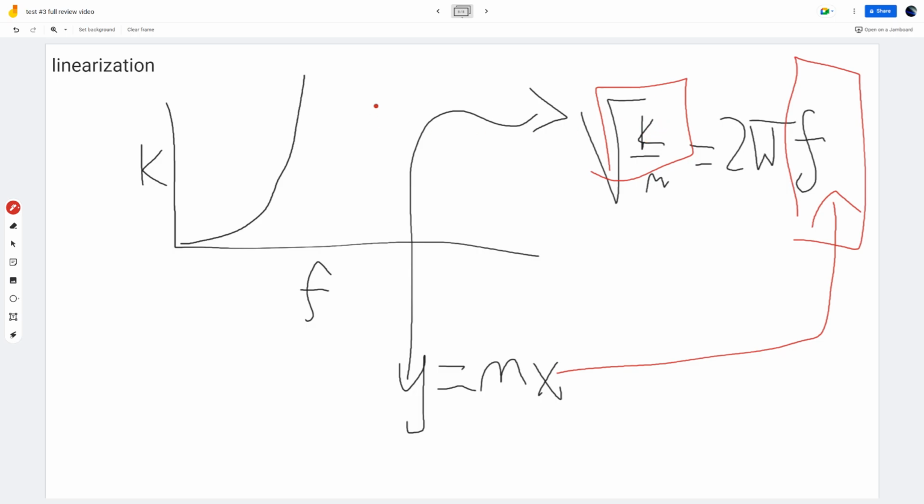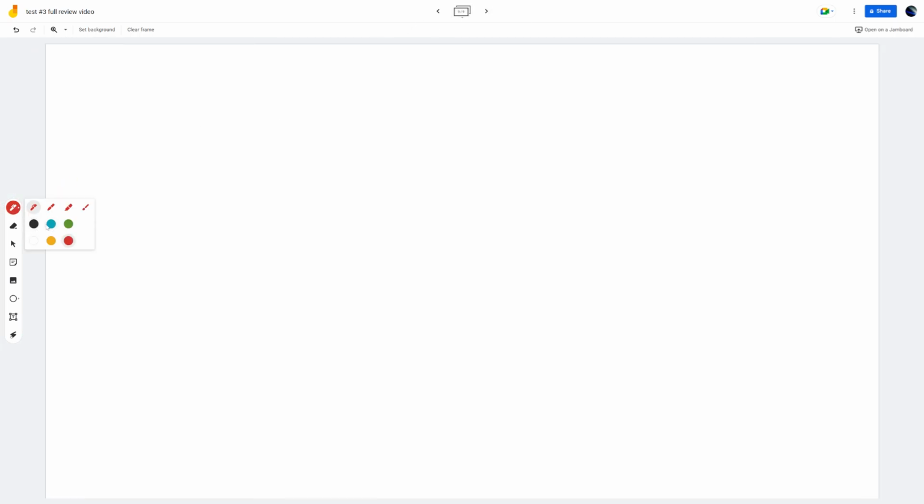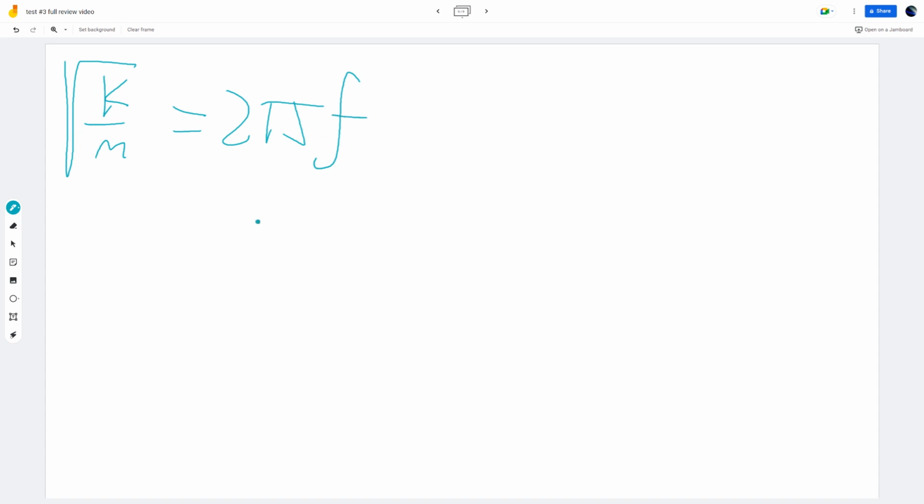So solving for y, or k in this example, I'll do it in blue, switch it up a little. Root k over m equals 2 pi f. If we solve for k here using algebra, the first thing we do is square it. So then we have 4 pi squared f squared equals k over m. But we can just multiply by m, and then we get k equals 4 pi squared, I'm going to shove an m in there, f squared. So now you might be like, what? You just made a quadratic because it's f squared.